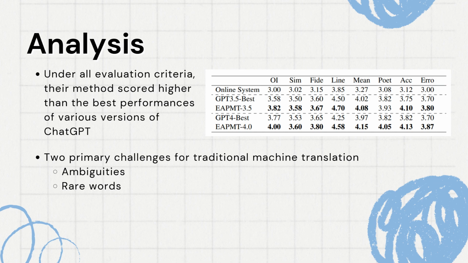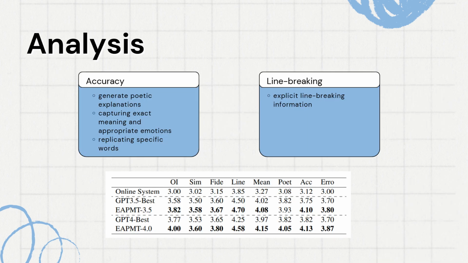Traditional machine translation faces 2 primary challenges. First, addressing the ambiguities arising from the different ways languages express the same concepts. Second, handling poor translation results when encountering rare words. For accuracy, EPMT reduced ambiguities and issues with rare words by generating poetry explanations based on the original text. For line breaking, explicit line breaking information in the source poems helped ChatGPT better learn and apply these structures, preserving the intended rhythm. For other criteria like tone and imagery, while improvements were less pronounced, the overall trend favored EPMT compared to traditional methods.